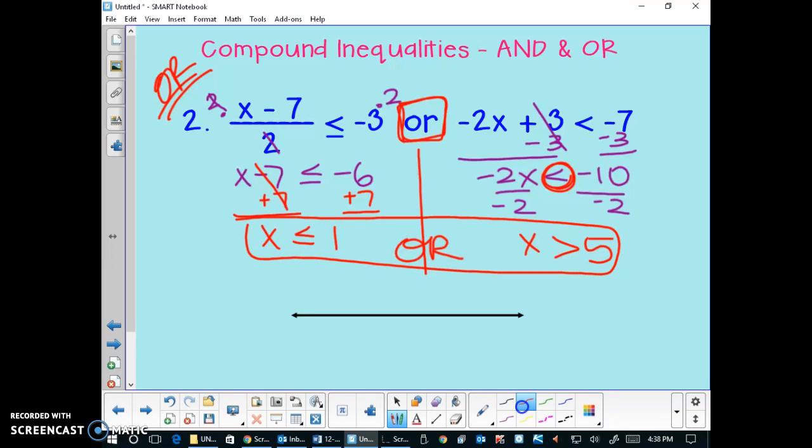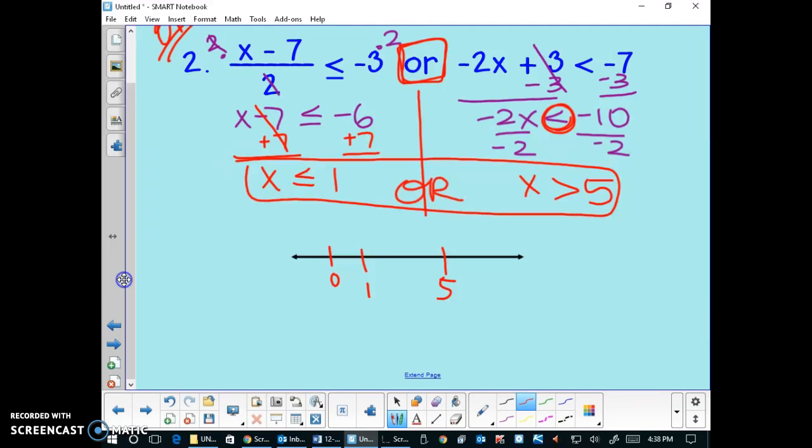So I said less than or equal to negative 1, positive 1. So if this is 0, here's 1, here's 5. It's a closed circle at the 1 because it has an equal to, and we shade to the left. It is an open circle at the 5 because it does not have an equal to, and we shade to the right. And that's all. Ands and ors.